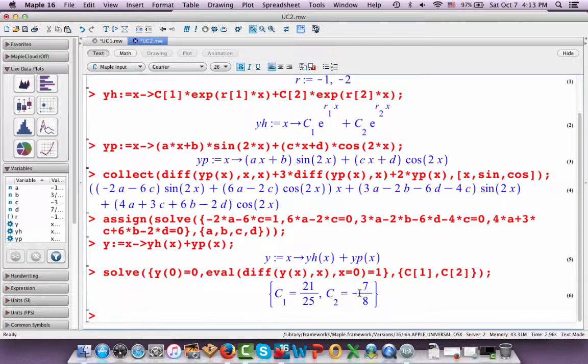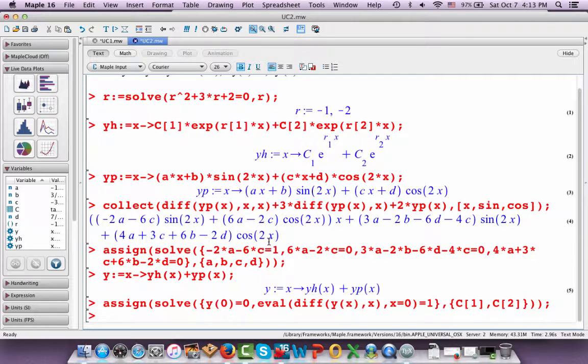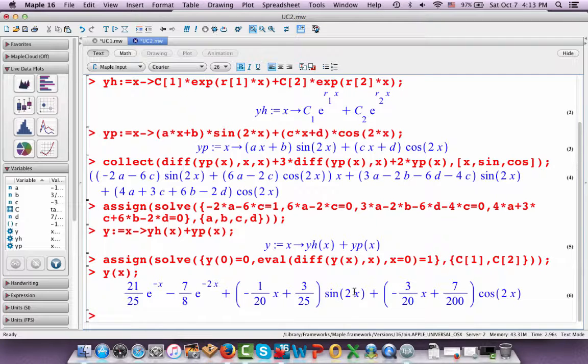And there you go. But again, it didn't actually assign those, so we can use the assign around this solution. And it will actually put those values into C1 and C2. Now if I type y of x, I can actually see the exact solution to our problem.